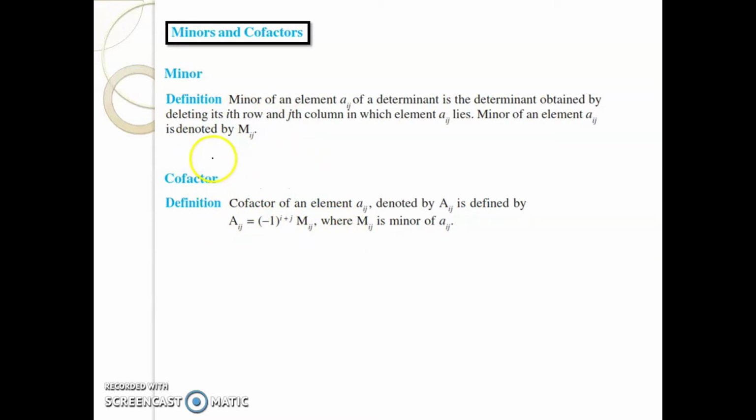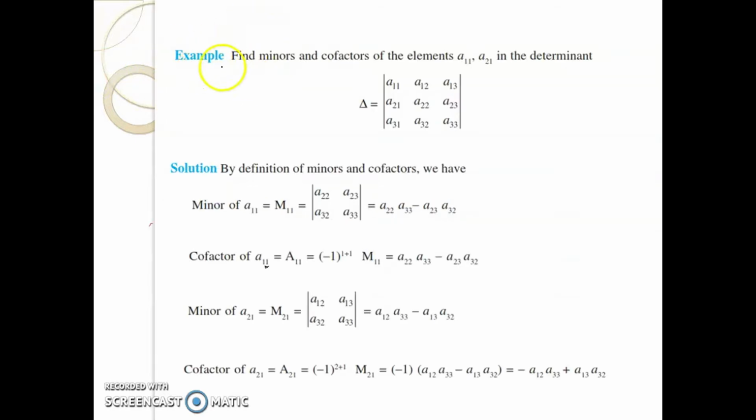So now you may find the definition somewhat difficult, but it will be very clear when we go for the example. Now the example is: find minors and cofactors of the elements A11, A21 in the determinant. We have to find minor and then cofactor. First for A11. A11 is the element present in first row, first column. So for minor, we will delete the first row and first column.